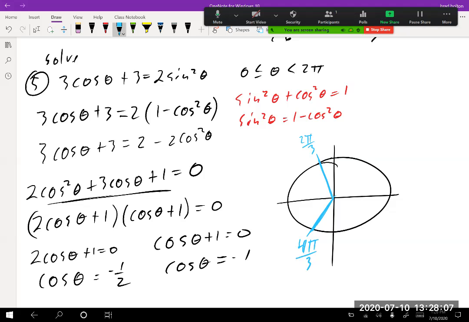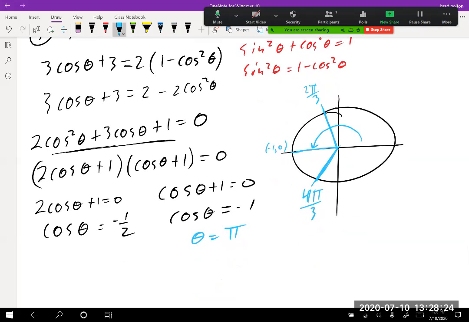Okay, now for cosine of theta equals negative 1. Well, right here, this angle, so from here to here, that angle would give you cosine of theta equals negative 1, 0. So we know that this is theta equals pi. And over here, we know that theta equals 2 pi over 3, 4 pi over 3.